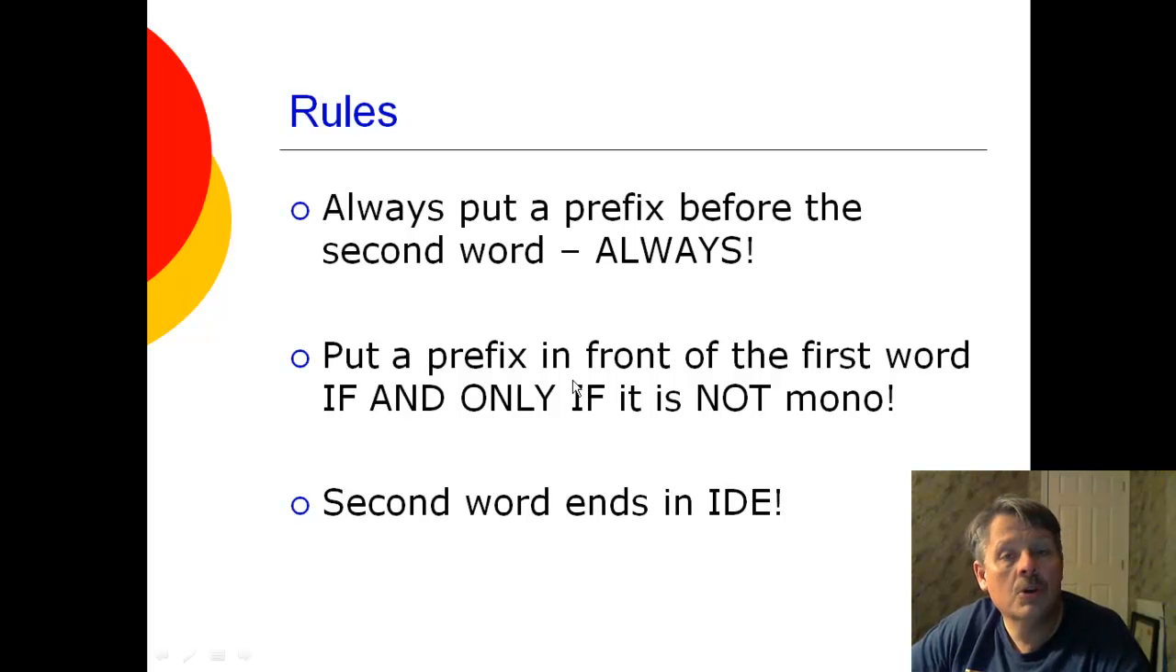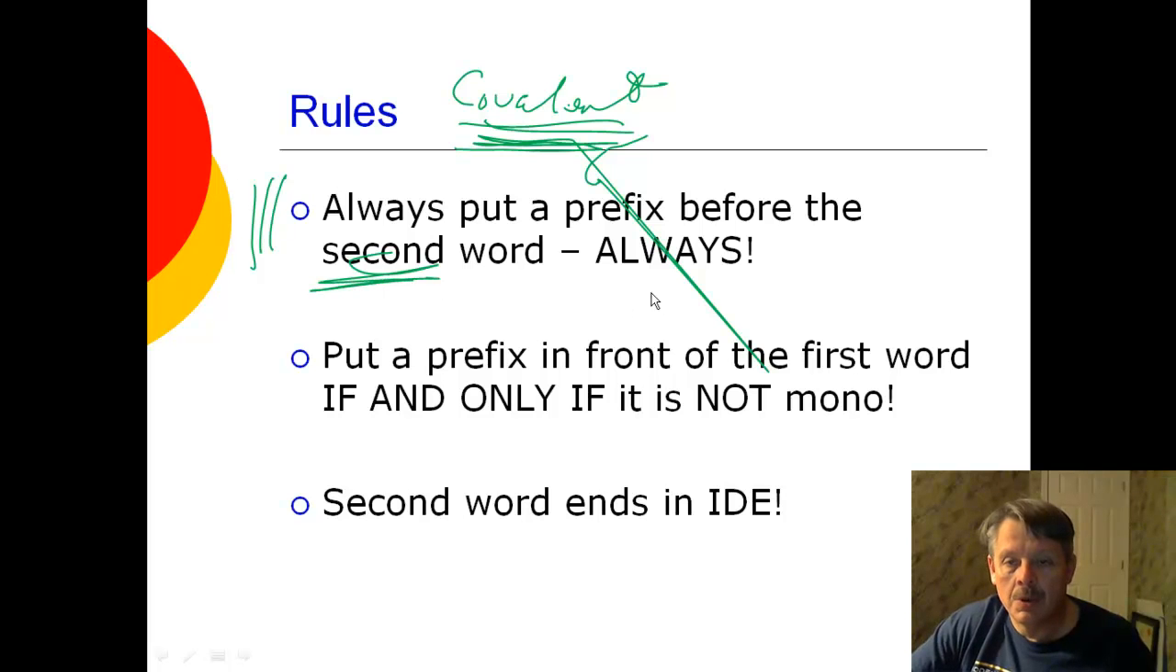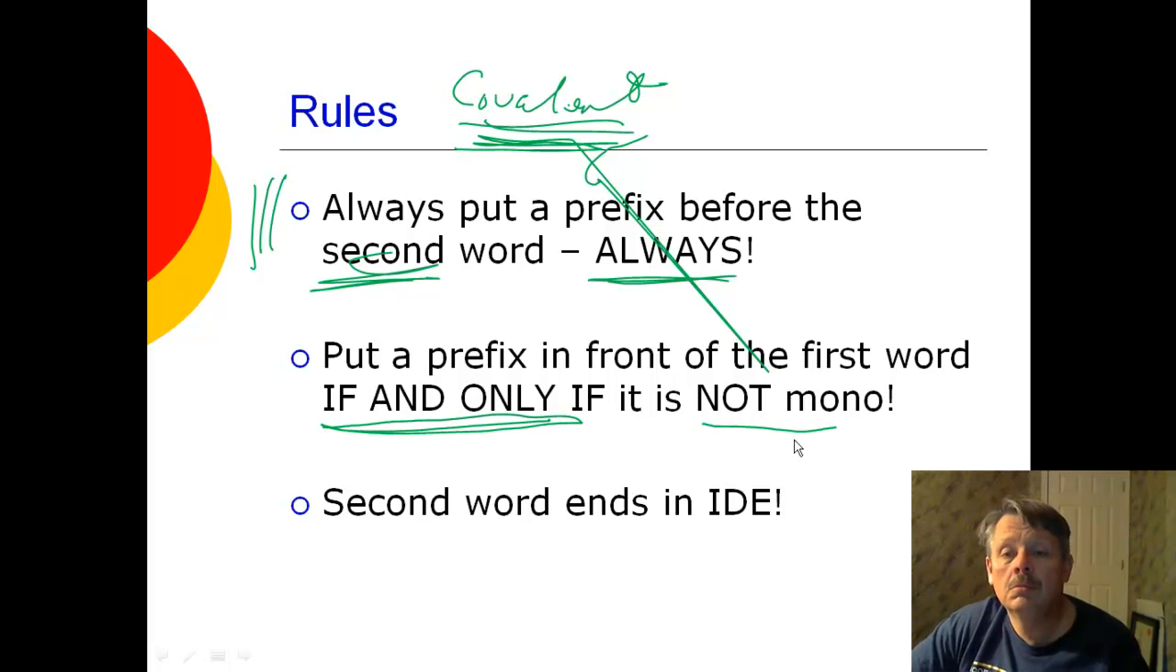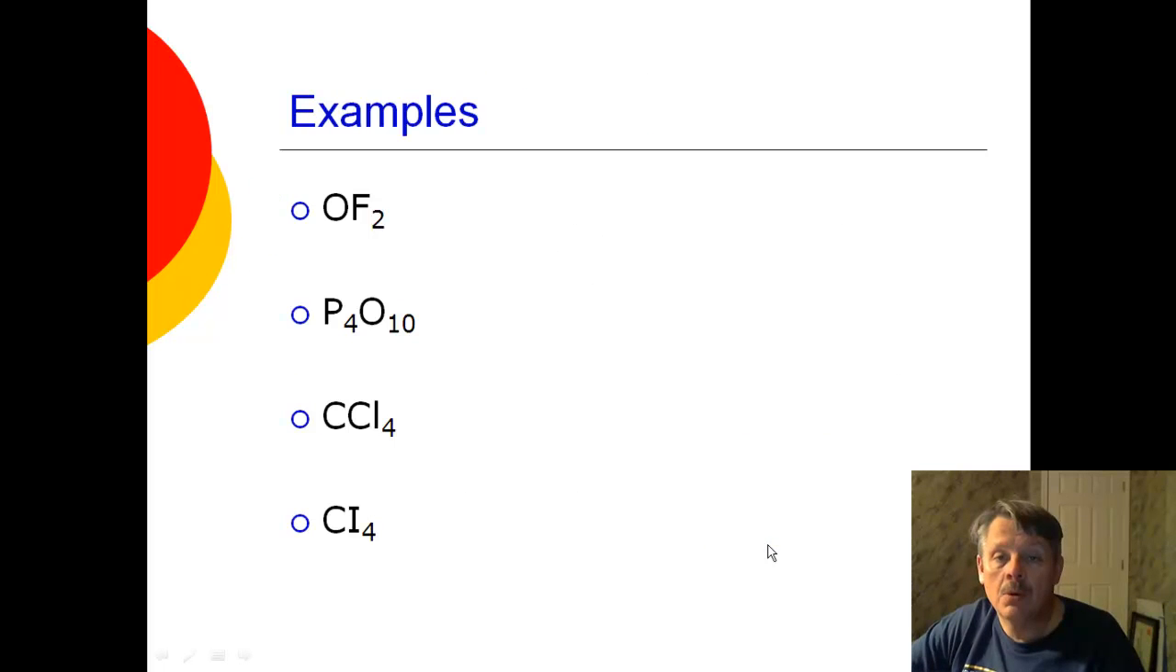So here are the rules for covalent naming. And this is only true for covalent naming. Has to be covalent. This is not ionic. It's only covalent. All right. You always put a prefix before the second word. Always, always, always. Right? You put a prefix in front of the first word only if it's not mono. If there are 2 or 3 or 4, you're going to put a prefix there. Otherwise, you don't. And the second word for what we're doing is always going to end in IDE. All right? Let's see how that works.